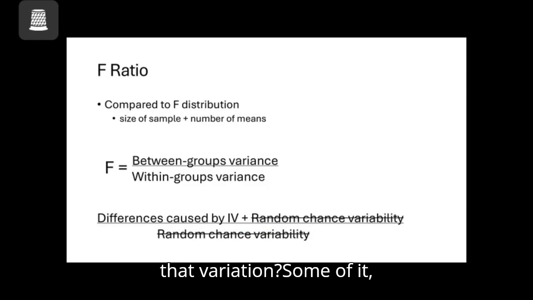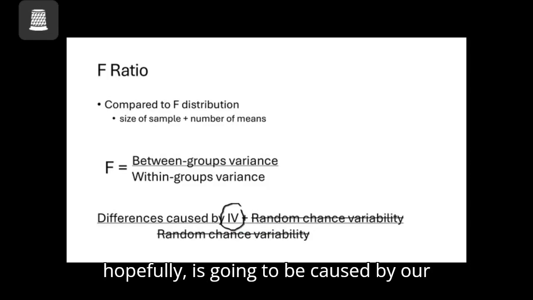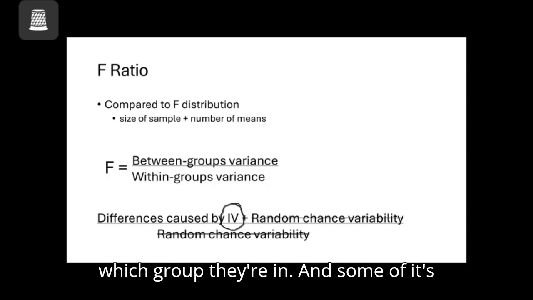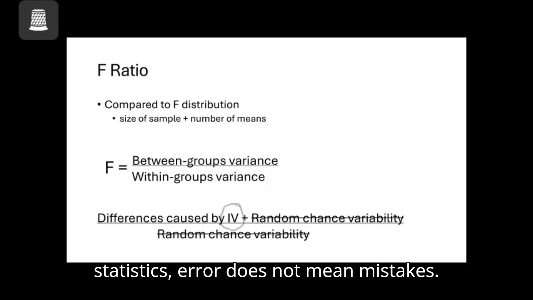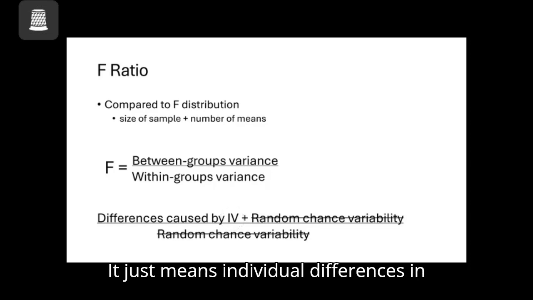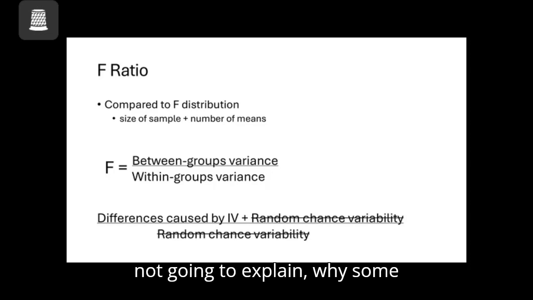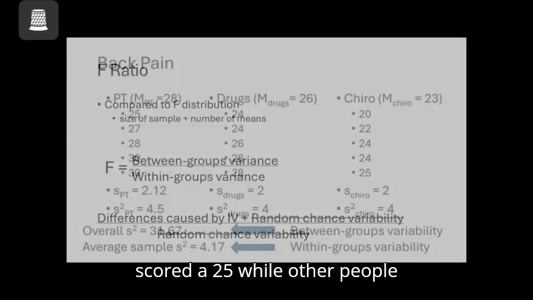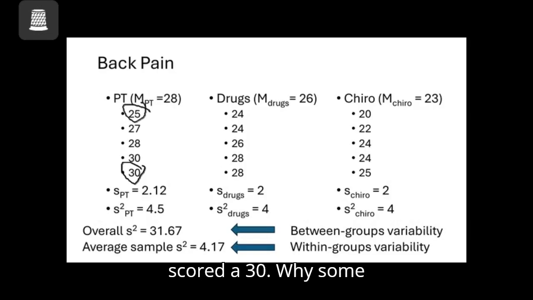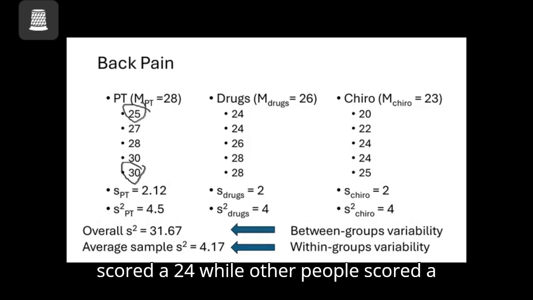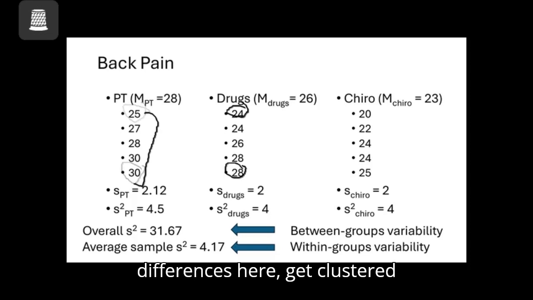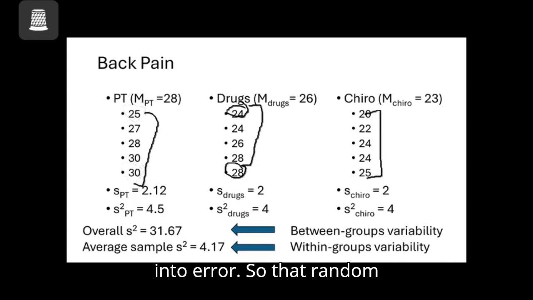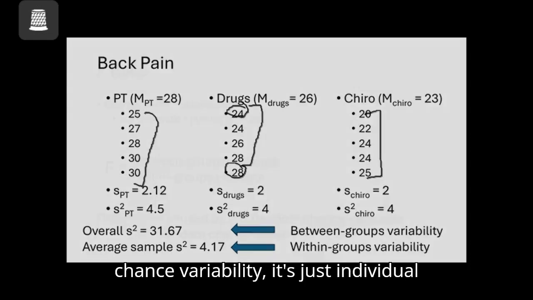What causes that variation? Some of it, hopefully, is going to be caused by our group, by our independent variable or which group they're in. And some of it's going to be that chance variability, the error. Now, remember that in statistics, error does not mean mistakes. It just means individual differences in scores that we haven't explained yet. Because we haven't explained, and we're not going to explain, why some people in the physical therapy group scored a 25 while other people scored a 30. Why some people in the drugs group scored a 24 while other people scored a 28. So all of this, these individual differences here, get clustered into error. It's that random chance variability, it's just individual differences.